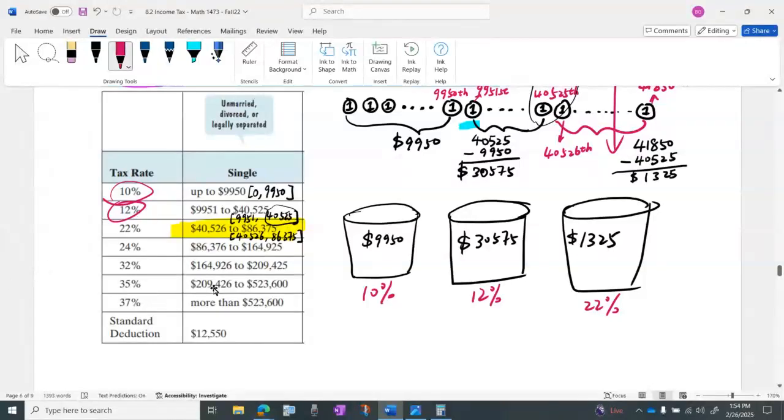That is before tax credits. Is that clear? It is progressive. You do not pay one rate unless your taxable income is less than $9,950. It's by stage. All right? Does that make sense?